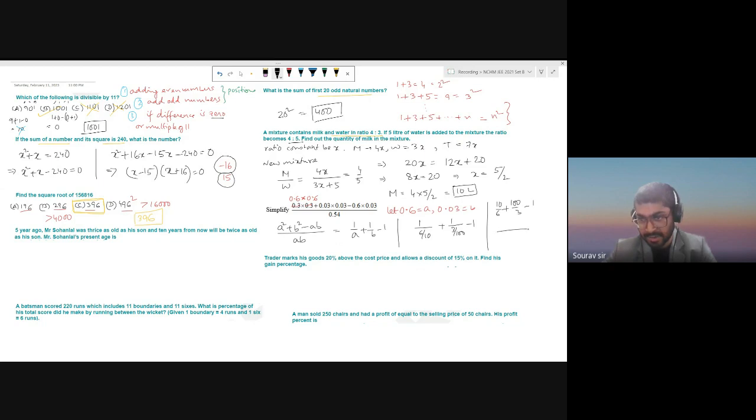So take the LCM as 6. So you're going to end up as 10 plus 200 minus 6. So it's 204 by 6. Divided by 2, you're going to end up with 102 by 3. That is 34. That is the answer. Just don't start trying to multiply. It takes a lot of time.